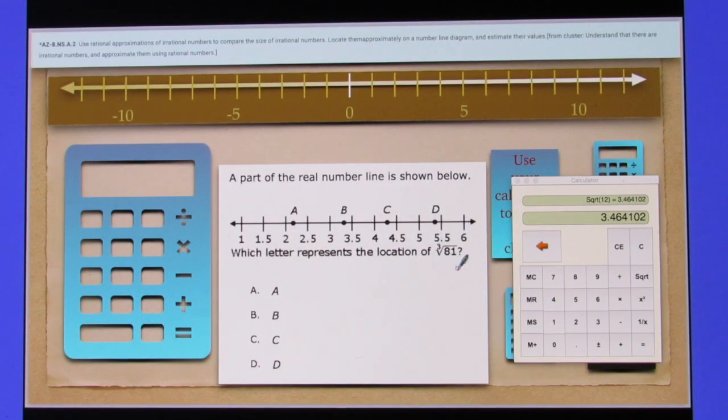The cubed root of 81. This calculator doesn't have a cubed root, but if they're going to ask you for cubed roots, they better be giving you a calculator where you can do a cubed root. The cubed root of 81 would be 4 point something, and you would find that on your calculator. Just do the exact same thing, but make sure you know how to find a cubed root. And our answer here would be C.